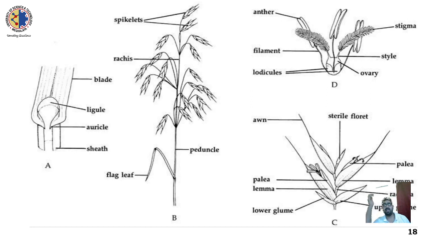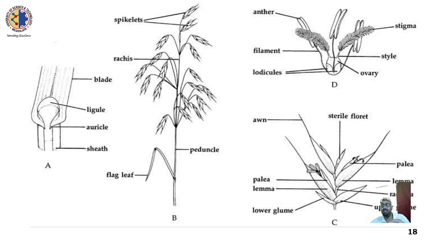See here, this is the illustration of general Poaceae. See picture A, you will find the leaf sheath, that is the base. You will find here easily the auricles, ligule and blade. And in picture B, you will find the peduncle as well as rachis and spikelets, that is flowers, inflorescences. Spikelet means inflorescence. And in picture C, you will find glumes as well as lemmas, paleas, stamens as well as awns.